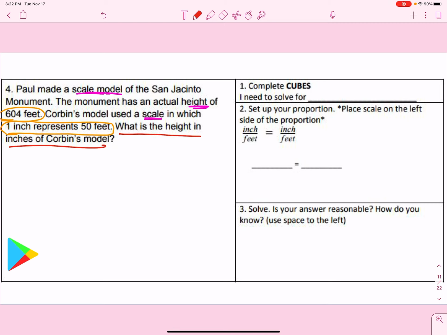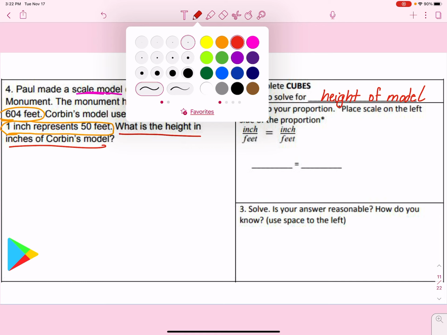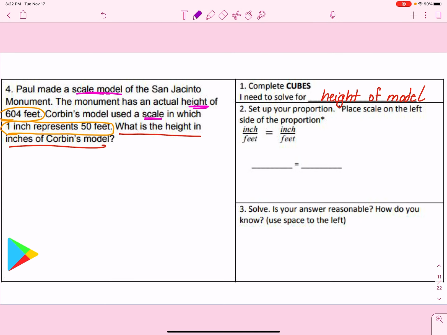So we are solving for the height of the model. So our scale tells us that 1 inch represents 50 feet. That's our primary ratio there. So 1 inch represents 50 feet. Very important. So if that's true, we can use those same labels on this other ratio, inches and feet.